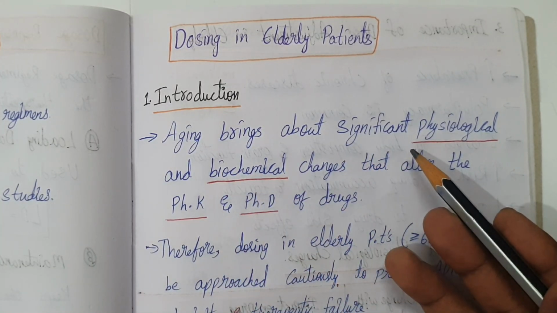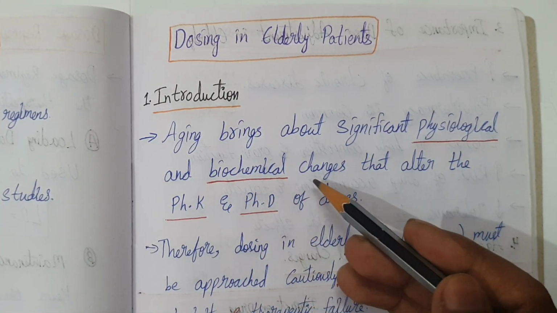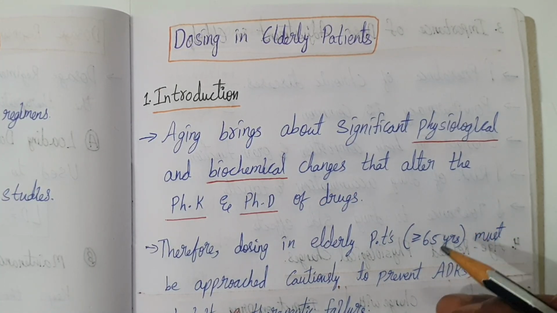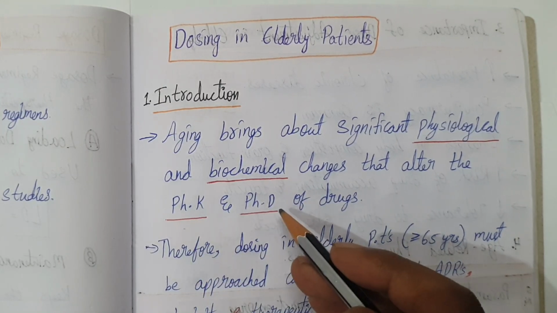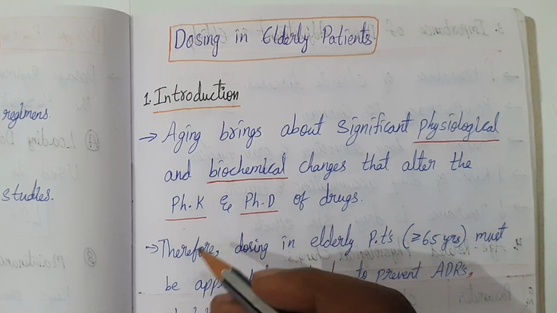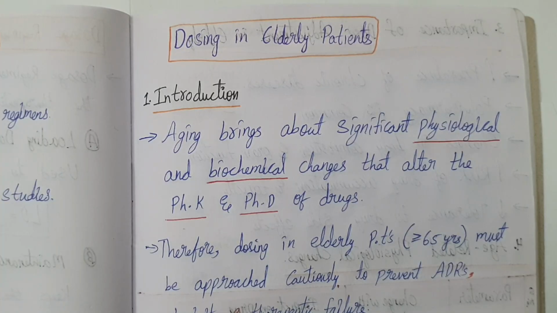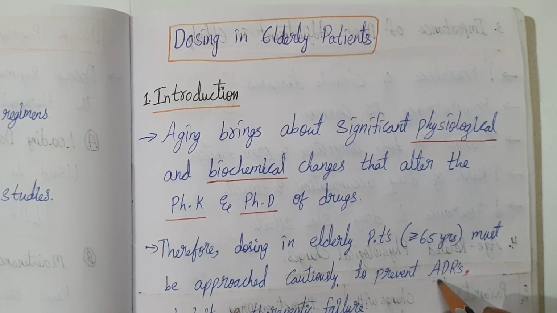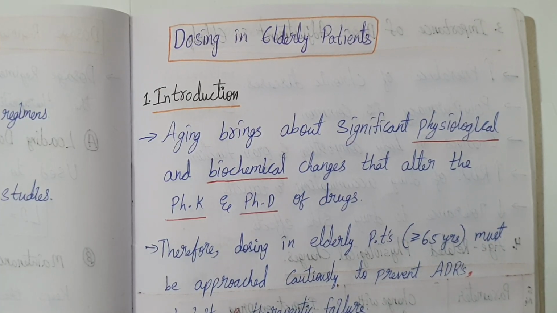Aging brings about significant physiological and biochemical changes. So as people age, their body goes through changes. These changes can affect the pharmacokinetics and pharmacodynamics of drugs. It means it affects the ADME of drugs: absorption, distribution, metabolism and excretion. So if we give a normal adult dose to an elderly patient, it can lead to serious side effects, ADRs, or even toxicity can occur. So that's why we need to individualize the dose in geriatrics.